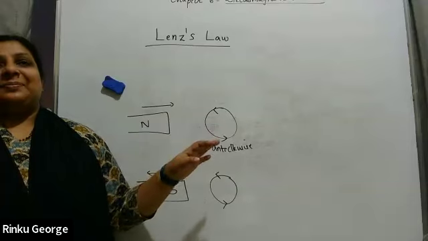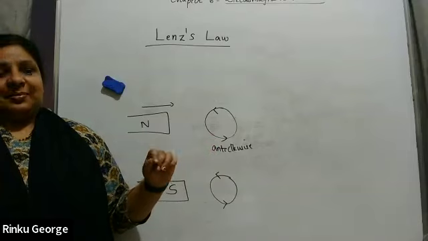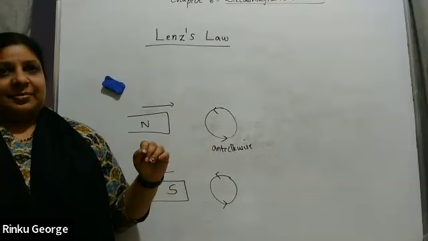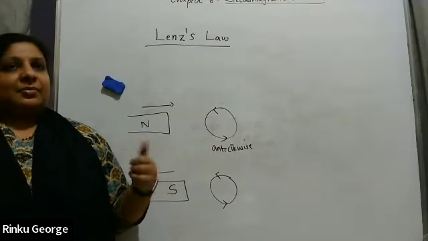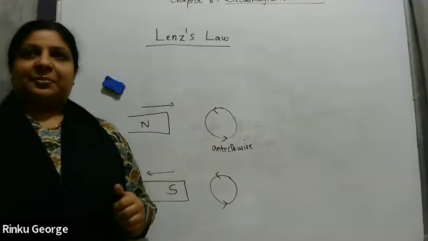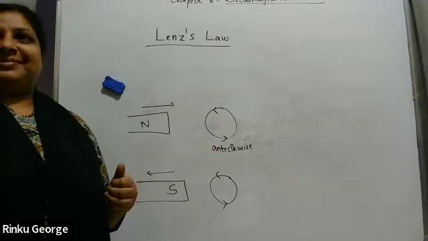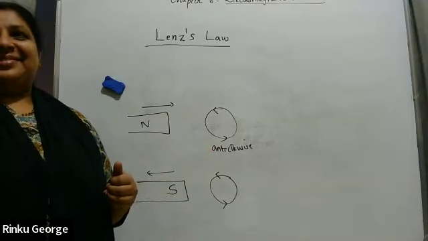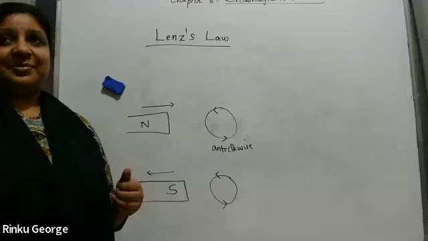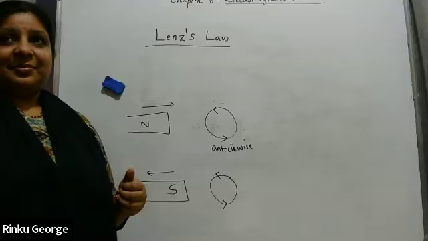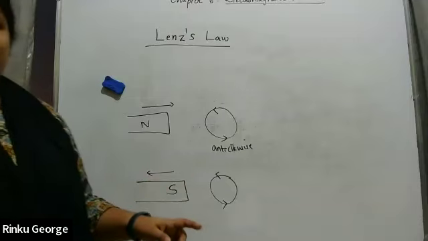The induced EMF produces an induced current, which opposes the change in magnetic flux which produces it. Yeah, correct. The polarity of induced EMF is such that it produces a current which opposes the change in magnetic flux which produced it. Okay, clear, right?